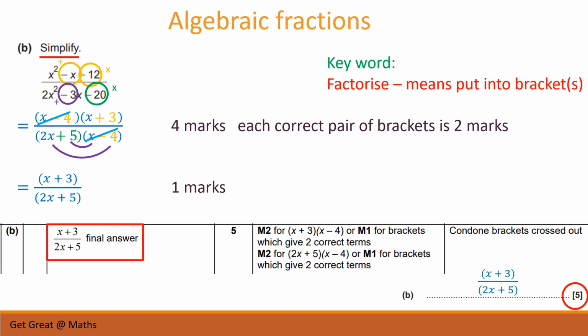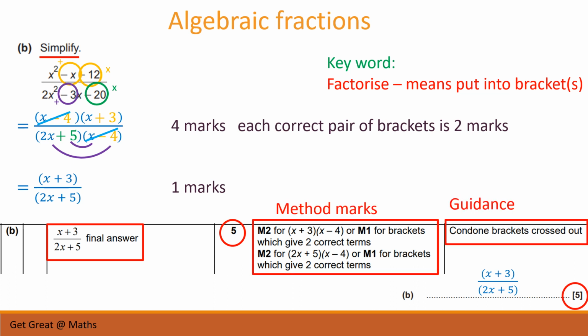Remember to write your answer on the dotted line on the right hand side of your page. The mark scheme shows you the final answer, the number of marks for the question, method marks, and it says condone brackets crossed out, which means allow any brackets crossed out.